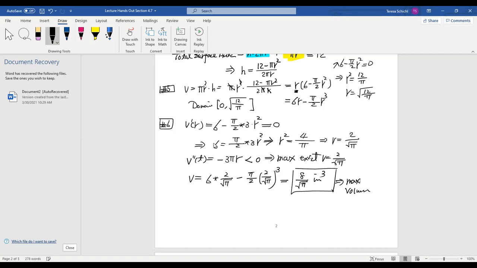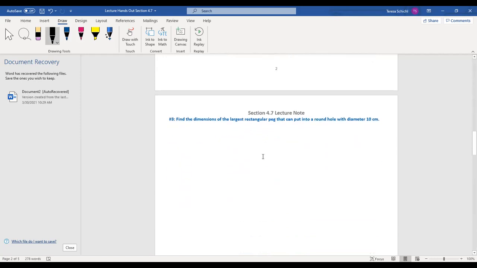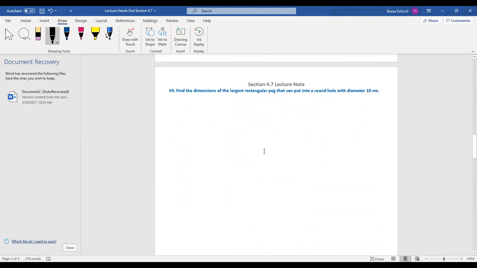All right. Okay. Now let's go to the next one. The next one asks us to find the dimensions of the largest rectangular peg that can be put into a round hole with a diameter of 10 centimeters.